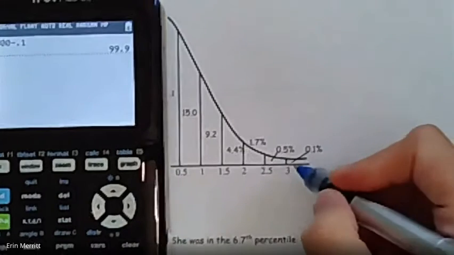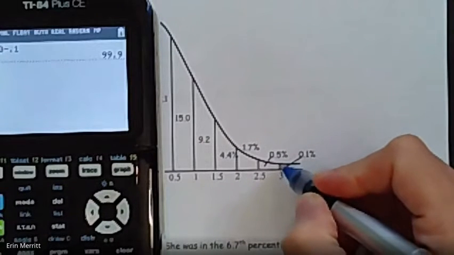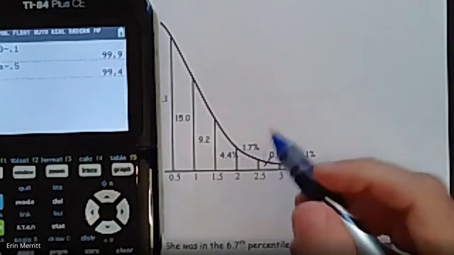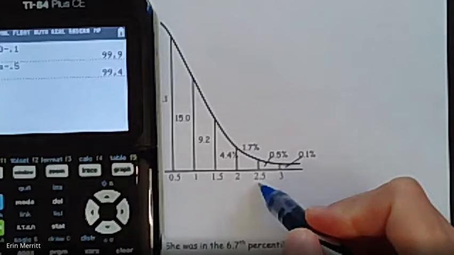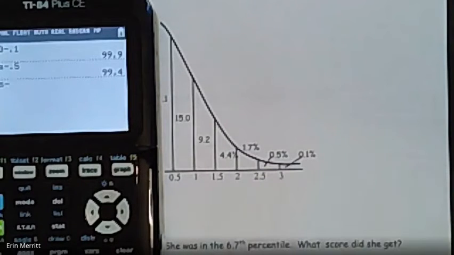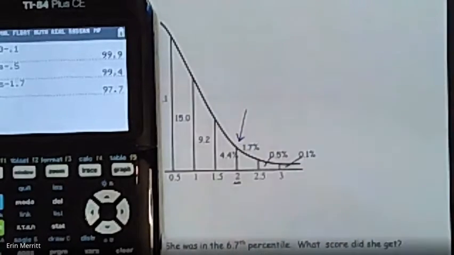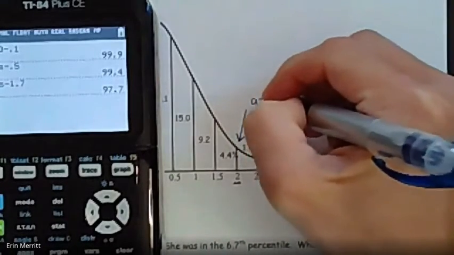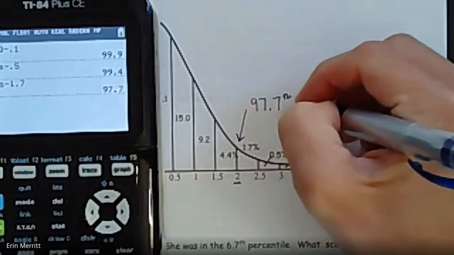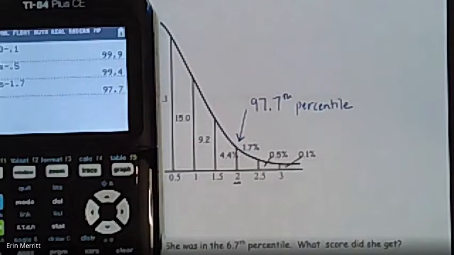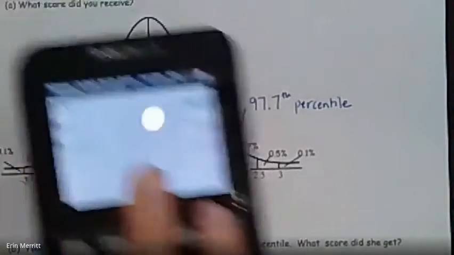All right, so right here, if you're on the 3, you'd be at the 99.9 percentile. Let's subtract another 0.5. Right here at the 2.5, you'd be at the 99.4, and I can keep playing this game. Let's subtract 1.7. So right here, if I was at the 2, I would be at the 97.7 percentile. That's what I care about. So at this point right here, that's the 97.7th percentile, which sometimes I do cheat and write the percent sign and then "ile" next to it. So just so I don't confuse you.